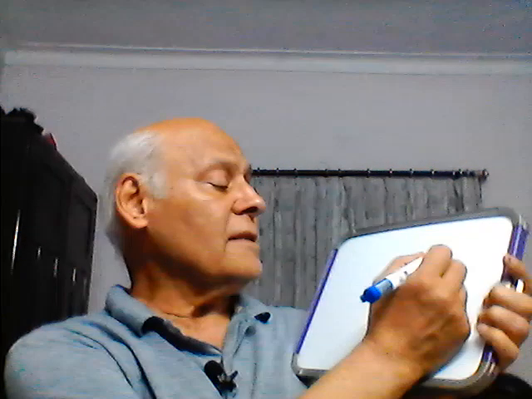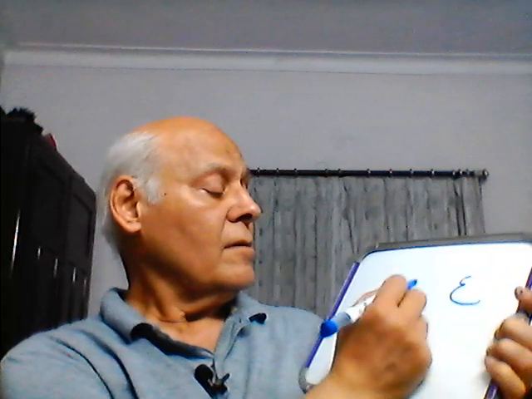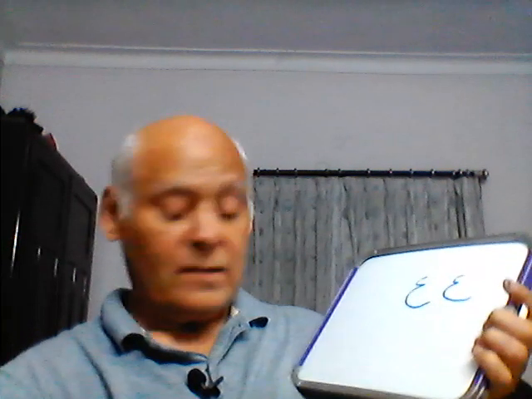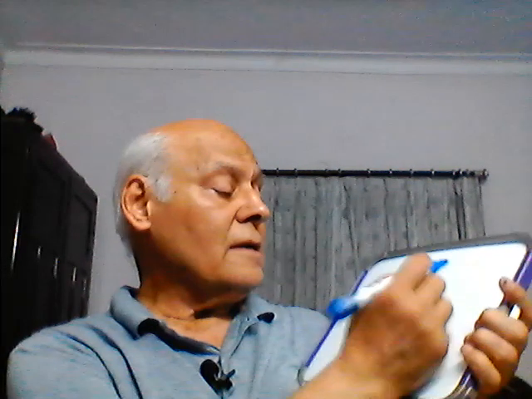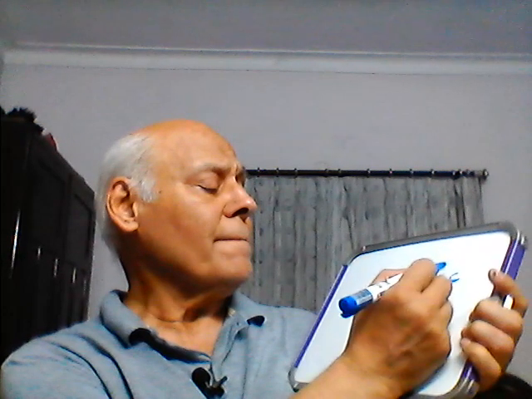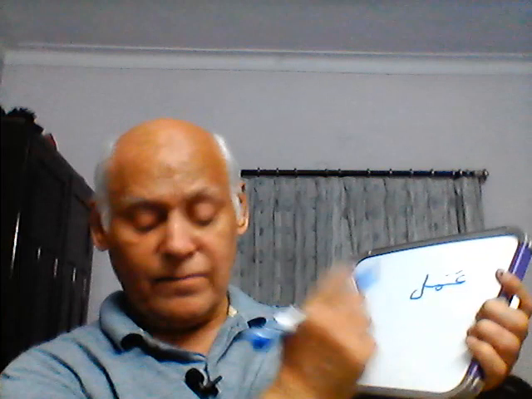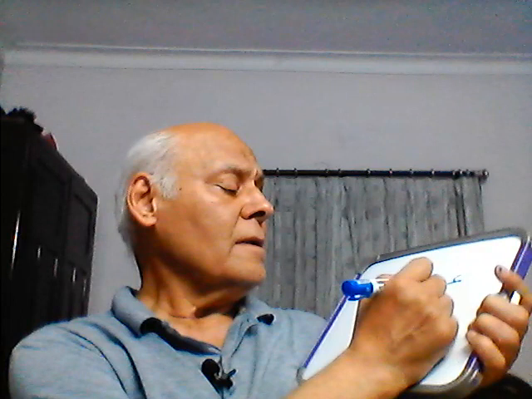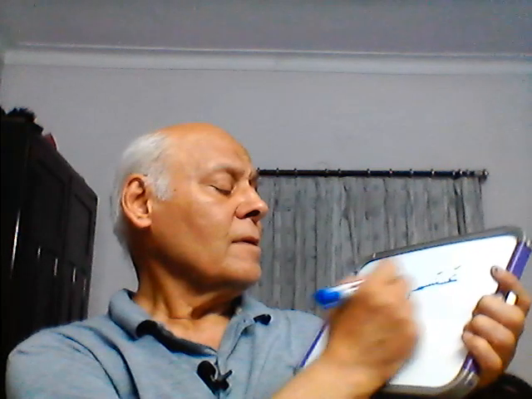Similarly, ain and ghain. Ain is written like this, and ghain is written like this. If we want to use these in words, then amal: ain, meem, lam. Amal, to work. Ghanama: ghain, noon, meem. Ghanam, to get profit.